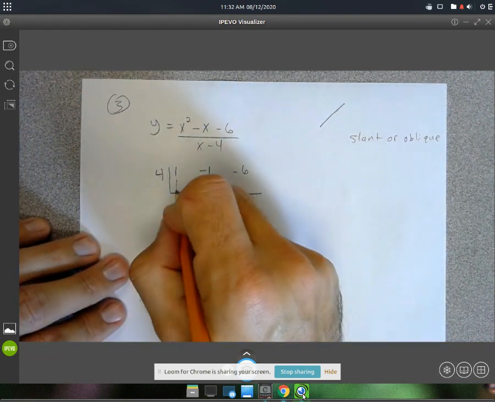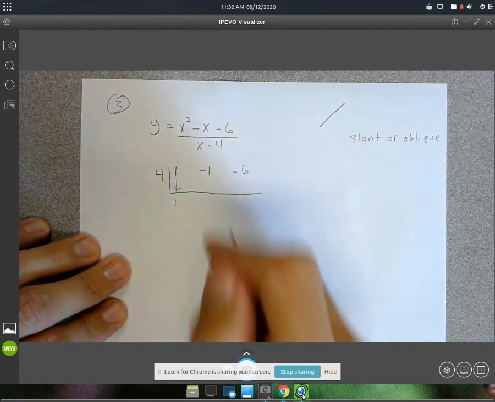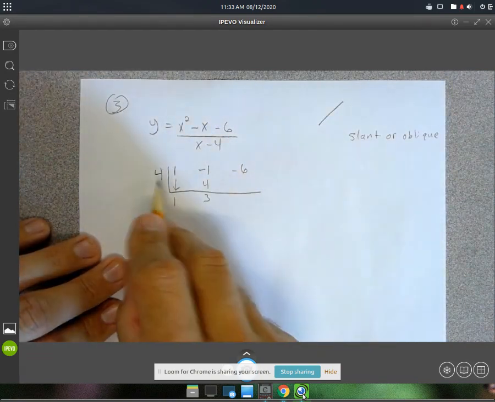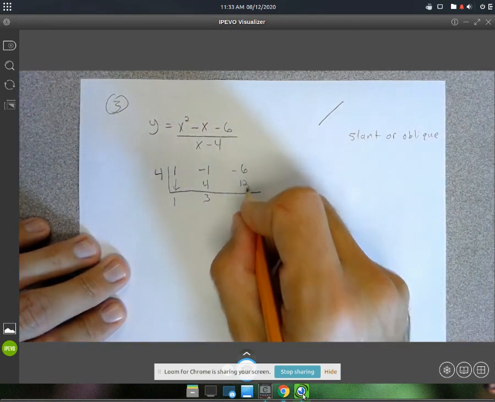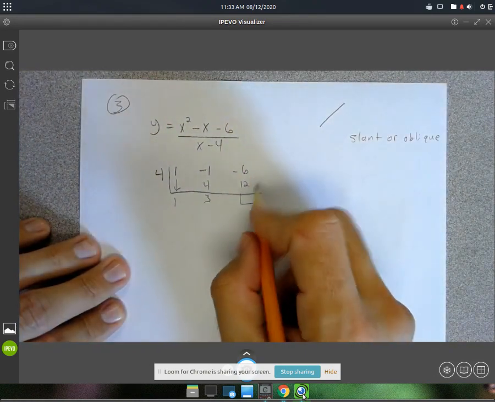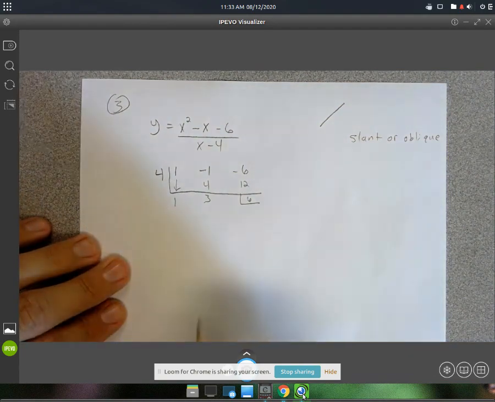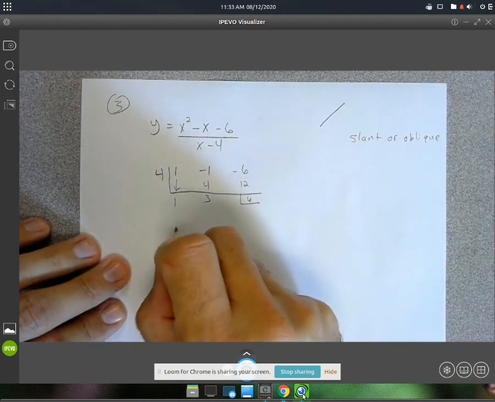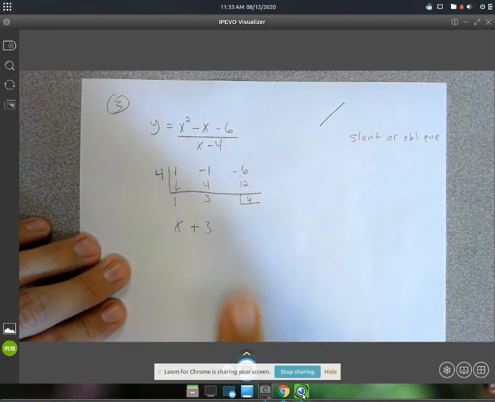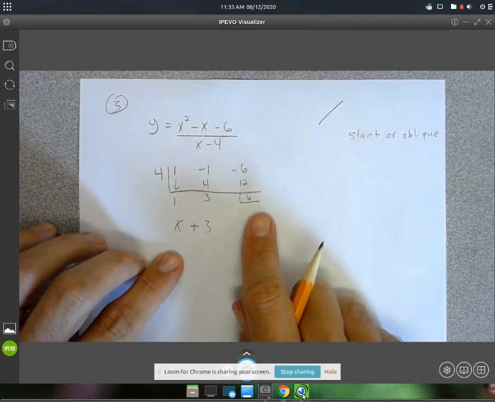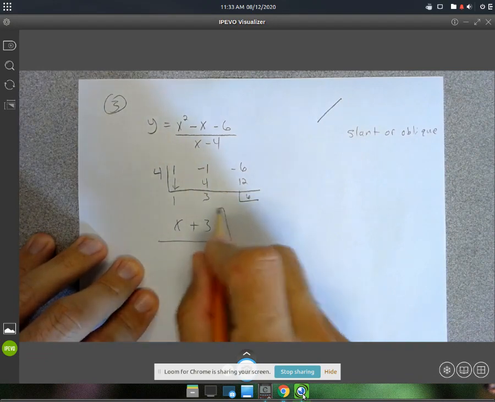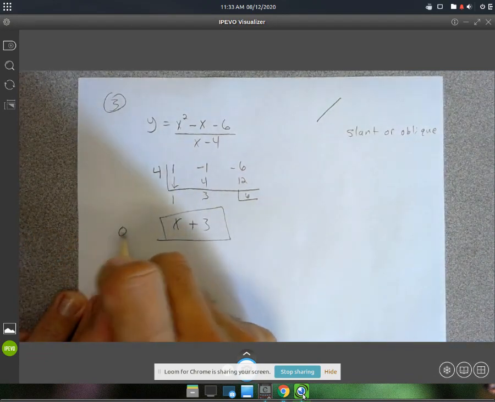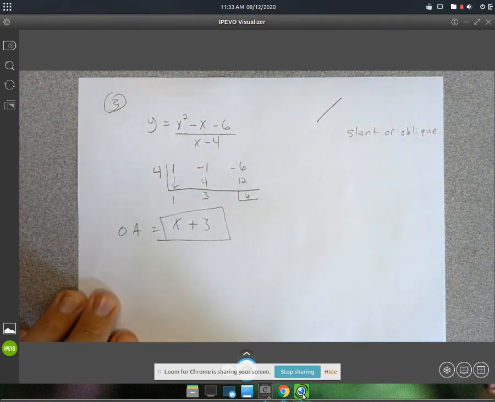All right. Bring down the 1. 4 times 1 is 4. Add those, and you'll get positive 3. Multiply those, and you'll get 12. And then our remainder here is 6. All right, so if we translate this to our new polynomial, it will just be 1x plus 3. Now this remainder part actually doesn't matter. This is going to be our, not HA, but our oblique asymptote, all right?